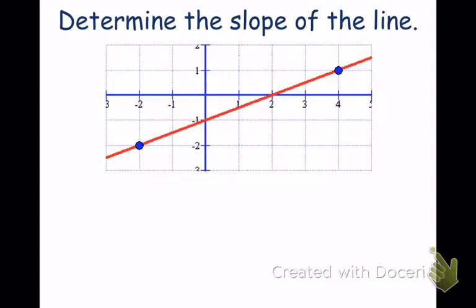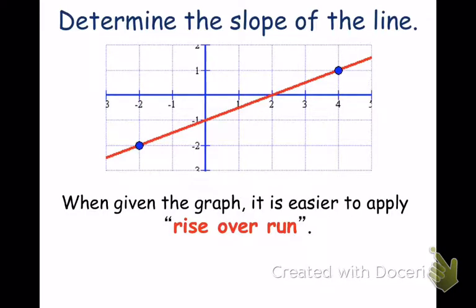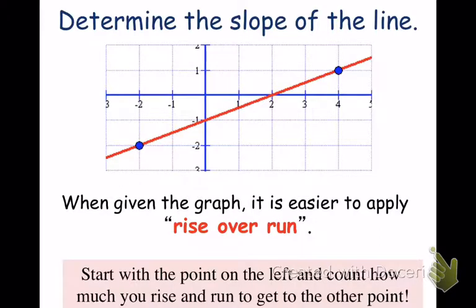So here's just a general problem which you do not have, so just kind of follow through. When given the graph, it's easier to apply rise over run. Instead of using a formula, we use a general method of just counting. Start with the point on the left and count how much you rise up or down, and then get to the other point.